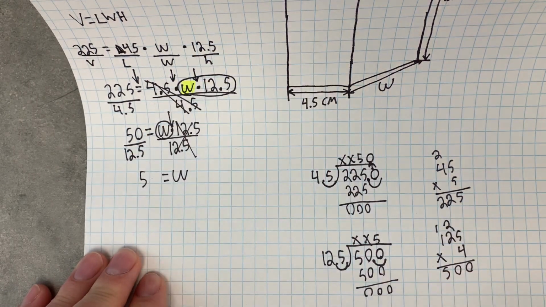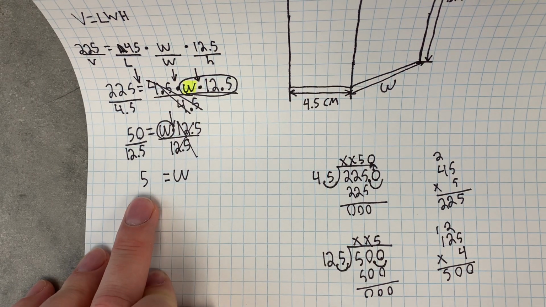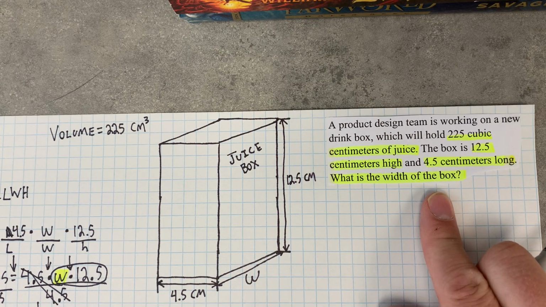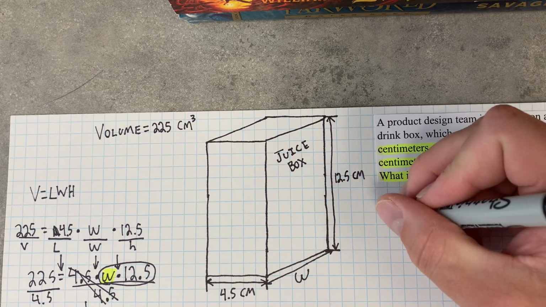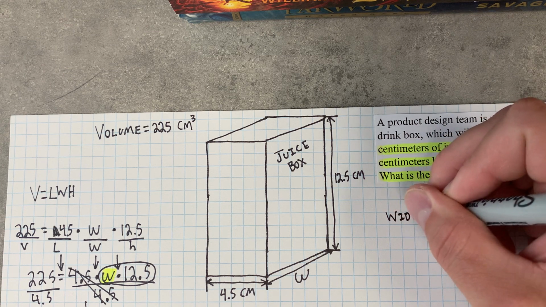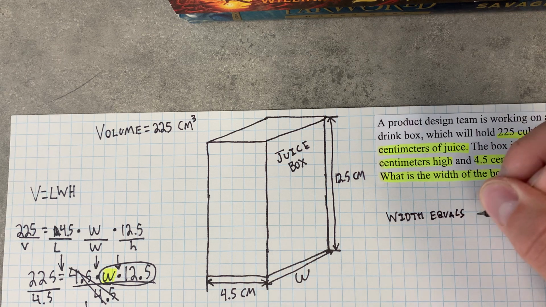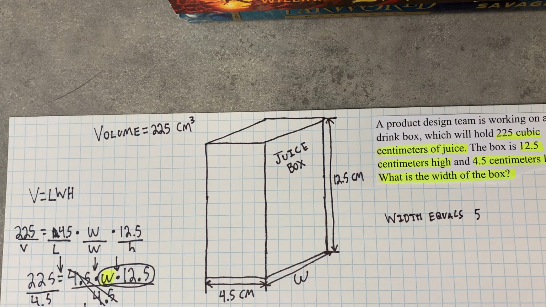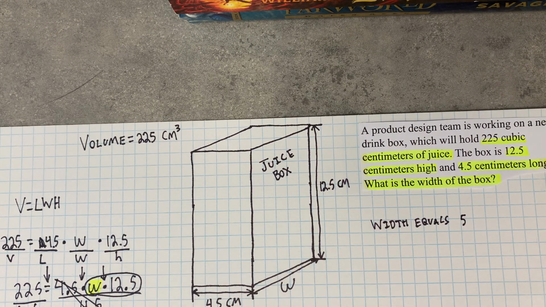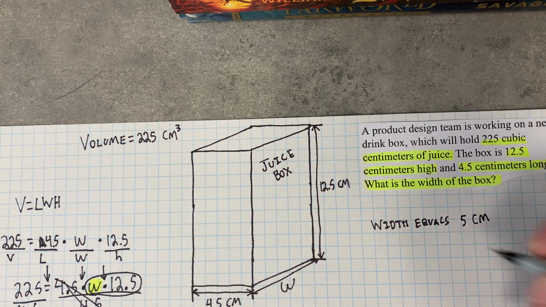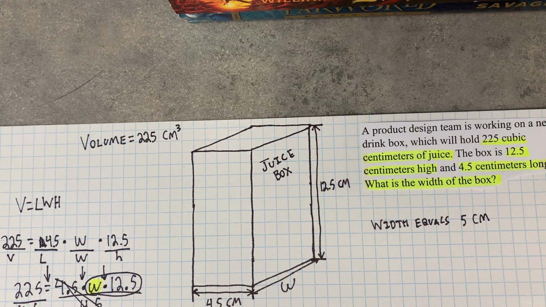So what we've learned here is that the width equals 5, which is what our question asks, right? What is the width of the box? Now, we want to make sure that when we answer that question, we're going to say the width, let's just write it down. Answer the question. The width equals 5. Not just 5, though. We need to remember, when we're working with geometry, with distances, we need to say what unit it is. In this case, we're working with centimeters, so the width equals 5 centimeters. Okay, and there we go. There's our answer. We are finished with that.